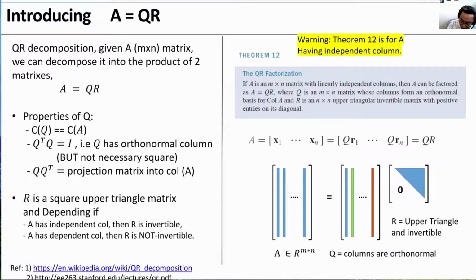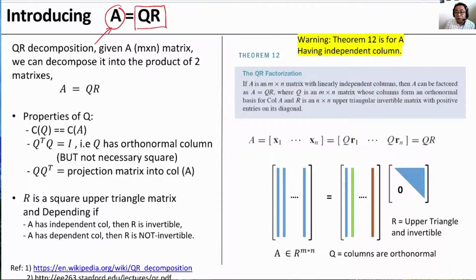What is QR? In the previous chapter, we are given a matrix A, and we can decompose it into a product of two matrices Q and R. And this decomposition in the literature is called the QR decomposition.